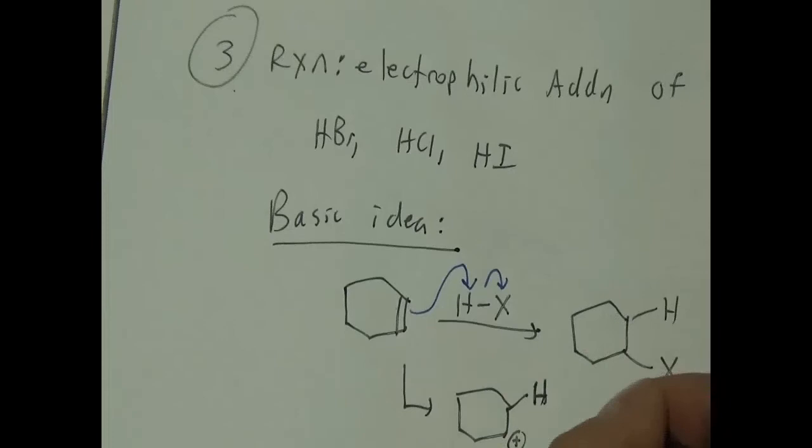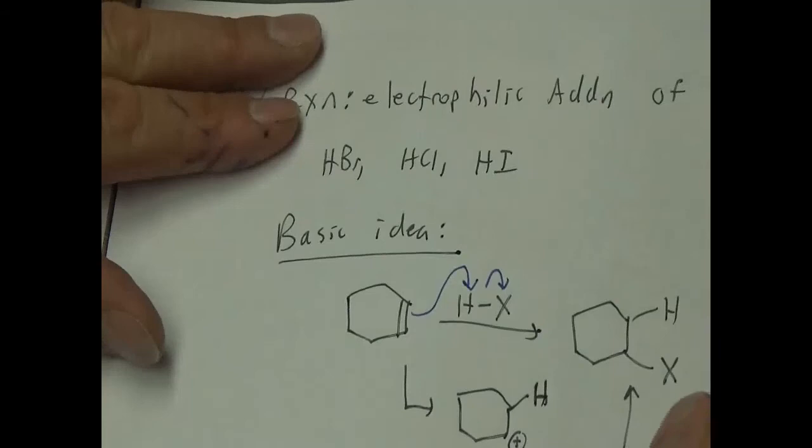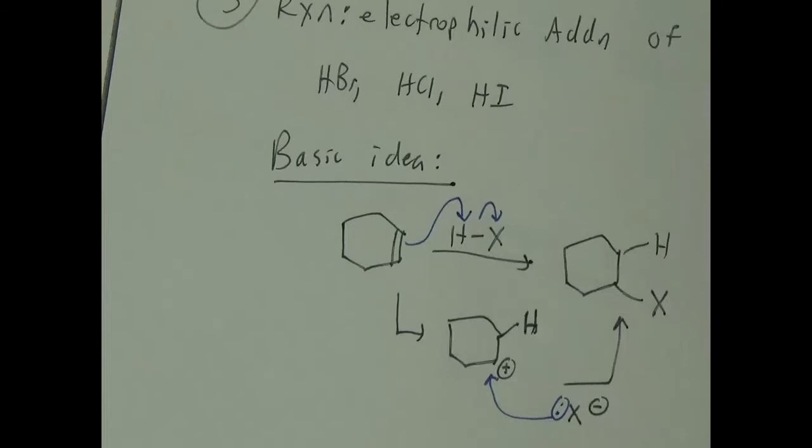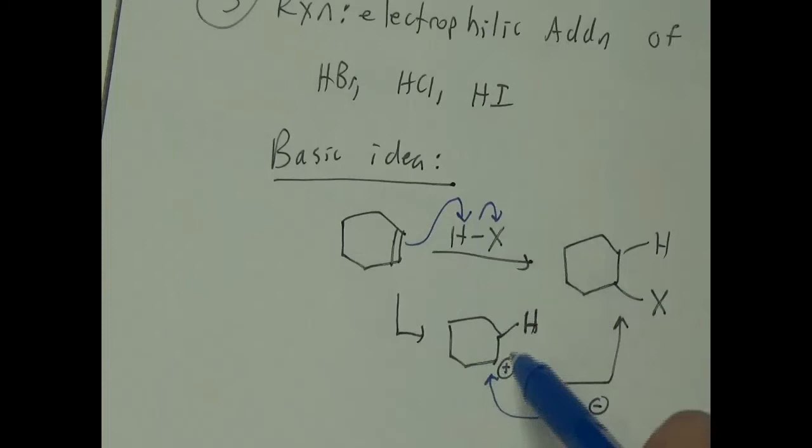What do you think X minus is going to do now? To finish up the reaction, it just attacks. Okay? So that's pretty straightforward. The alkene grabs a proton, makes a carbocation, X attacks.